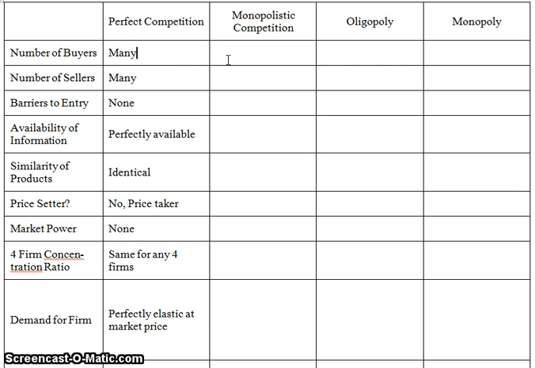So first, the number of buyers. In perfect competition, there are many buyers, and there are many in all the others as well. So that means that in all 4 of our market structures, there are lots of buyers, and no one buyer has any more control over the product and their demand for it than another.